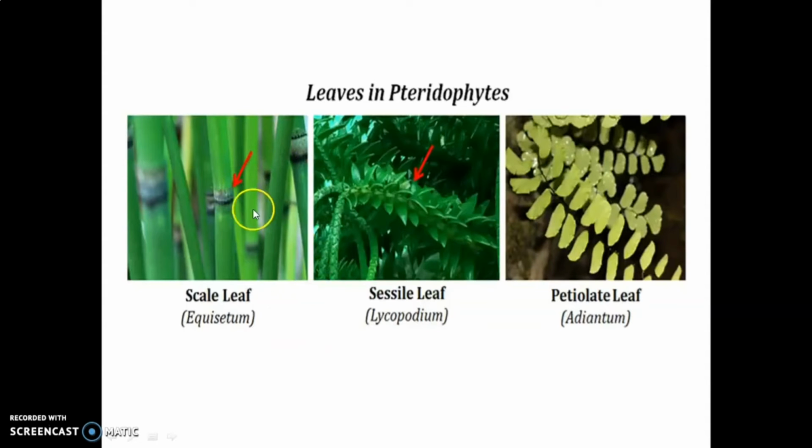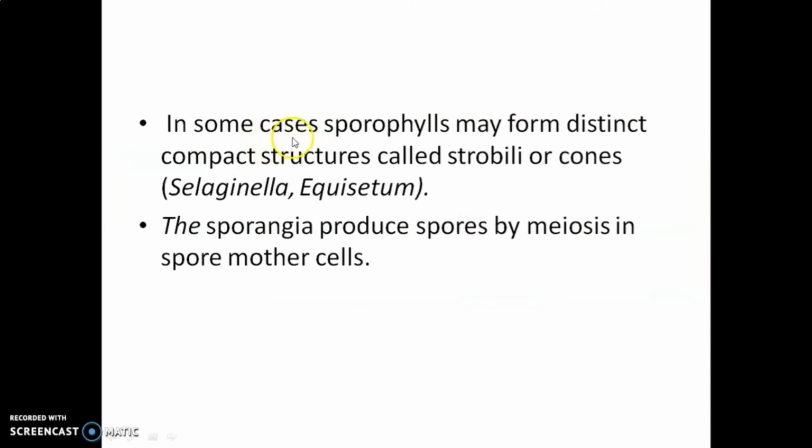Okay, so here scaly leaves are present in Equisetum, sessile leaves are present in Lycopodium, and petiolate leaf in Adiantum. Then in some cases, the sporophylls may form distinct compact structures called strobili. You can expect this question in 1 mark area. What is strobili? Sporophylls may form distinct compact structures. The strobili are also known as cones. It is well observed in Selaginella and Equisetum.